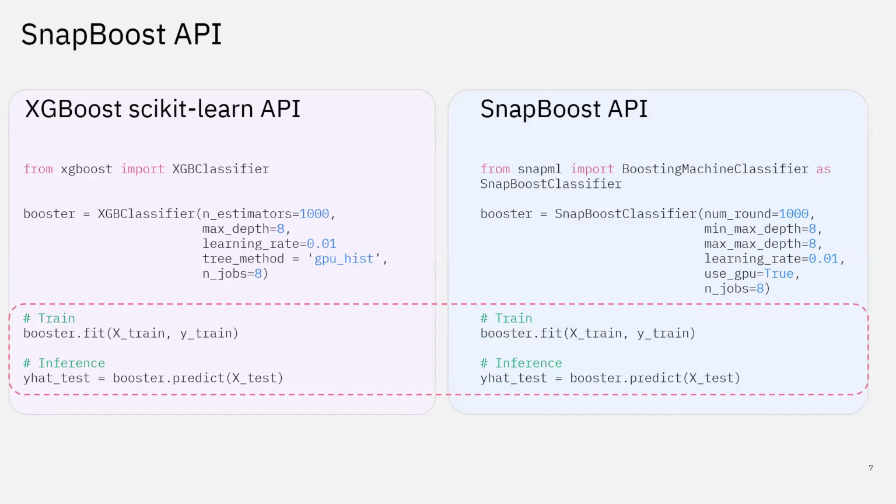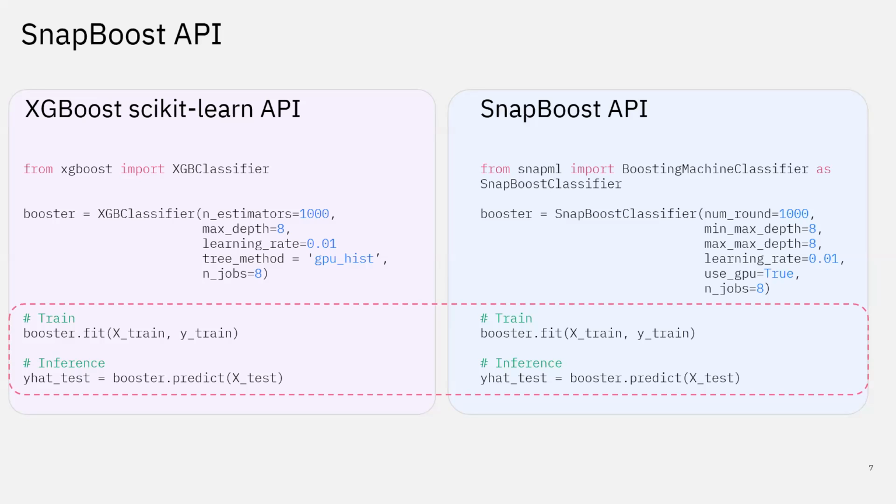Next chart, please. So similarly, we have the boosting machine here. As you may know, XGBoost has its own API, but it also exposes a scikit-learn adherent API called XGBClassifier and XGBRegressor. Here we show an example with the classifier. So you set an estimator's max depth, learning rate, tree method equals GPU to tell it to use the GPU, as well as the number of CPU threads and jobs.